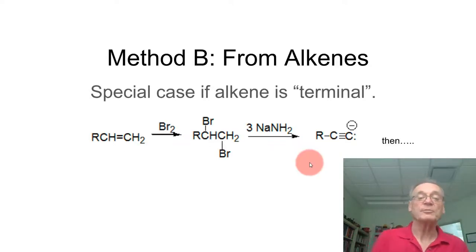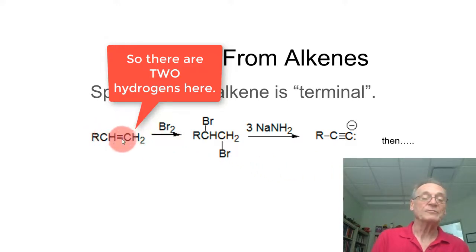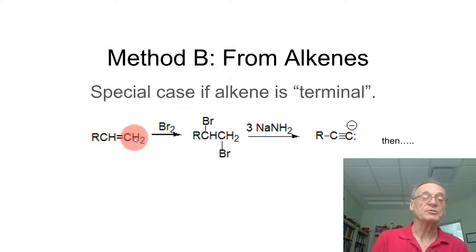If the alkene is terminal, meaning it's at the end of a chain, so it stops with a CH2 and there's no other carbons attached on one of the alkene carbons, then here's what happens. First thing you add the bromine, and that adds across the double bond just like you'd expect. That's not different. But then we're going to add 3 equivalents of sodium amide, not 2.